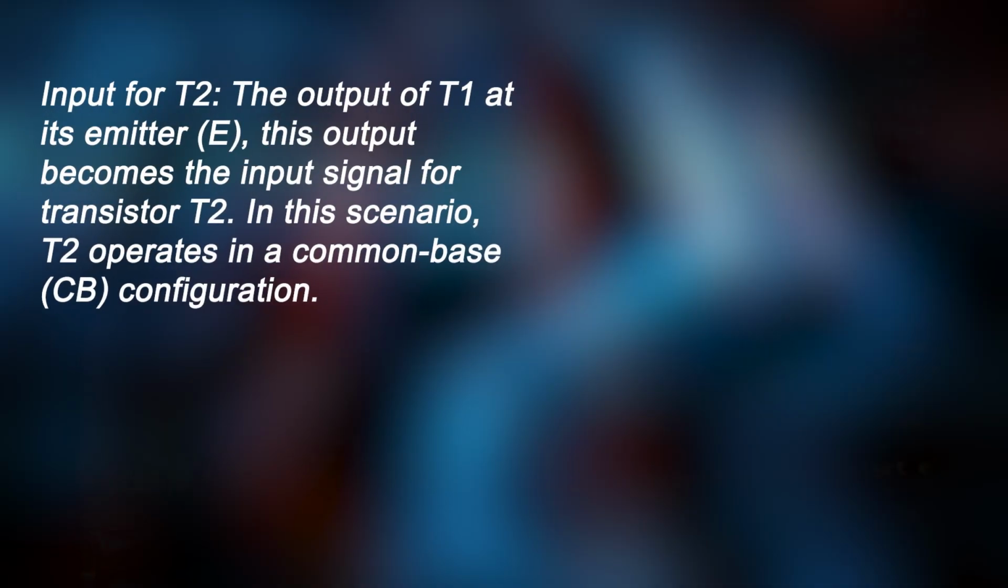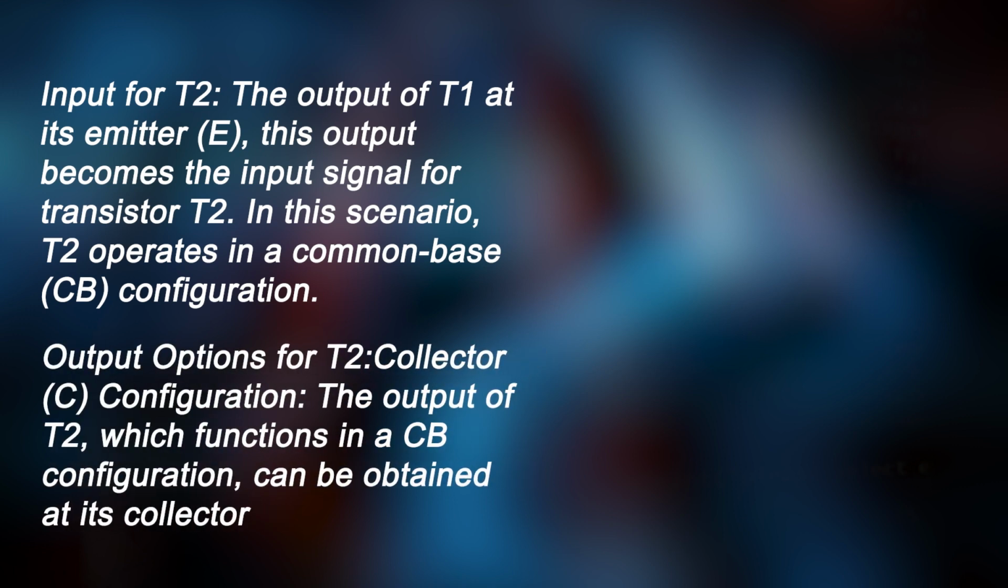Input for T2: if you choose to take the output of T1 at its emitter, this output becomes the input signal for transistor T2. In this scenario, T2 operates in a common base (CB) configuration.